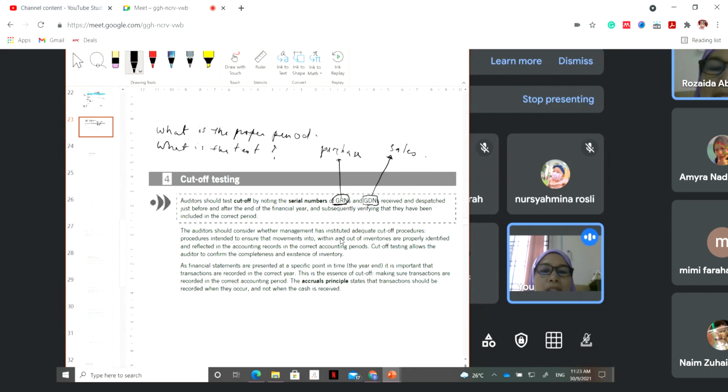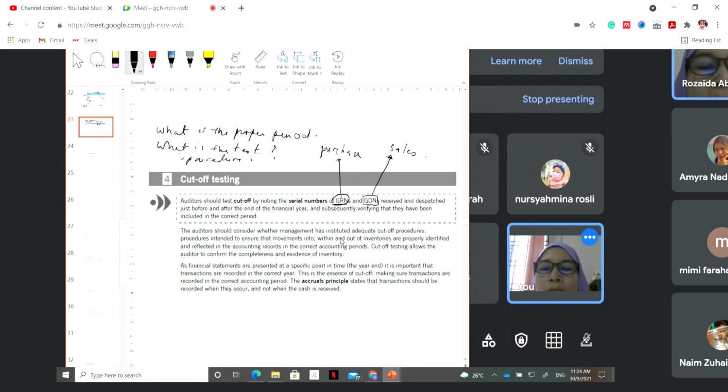So do not mix up GRN and GDN. Sometimes you are given a case study on purchase and inventory, and sometimes a case study on sales and inventory. So do not confuse the GRN and GDN when you perform the cut-off test later. So what is the test? This is the procedure of the test, so you must be careful to execute it using the correct documentation.